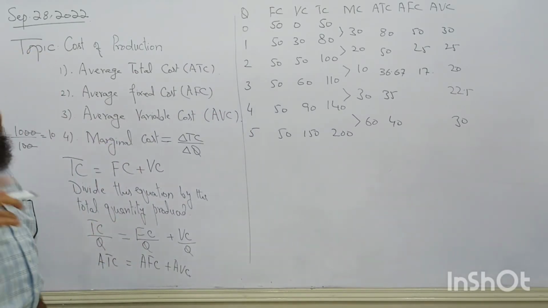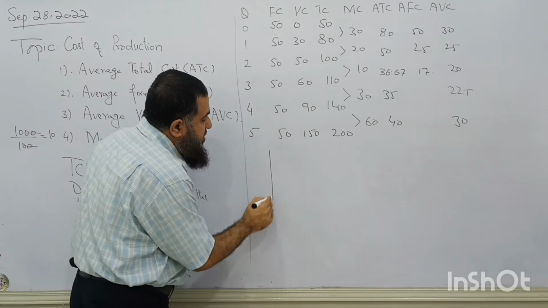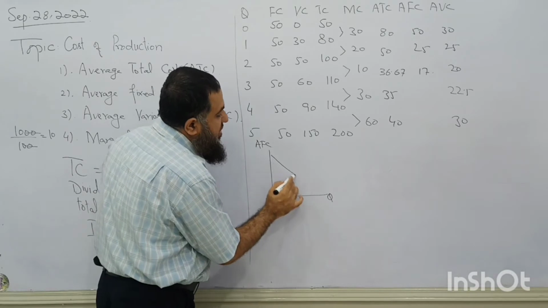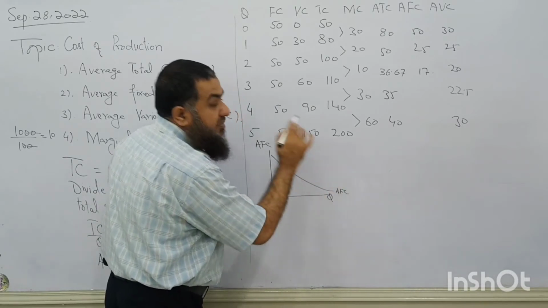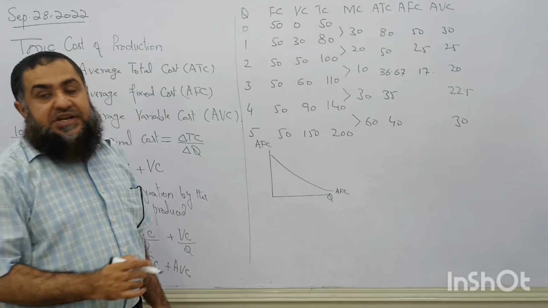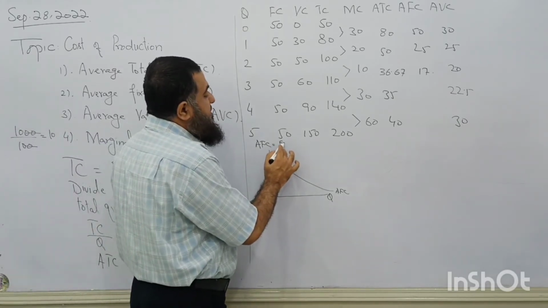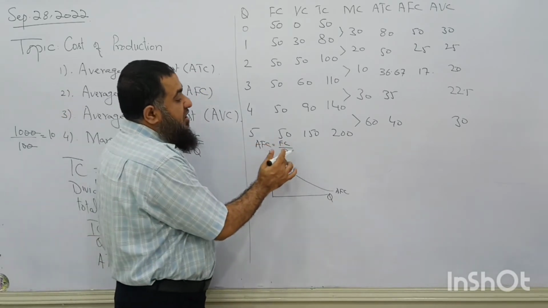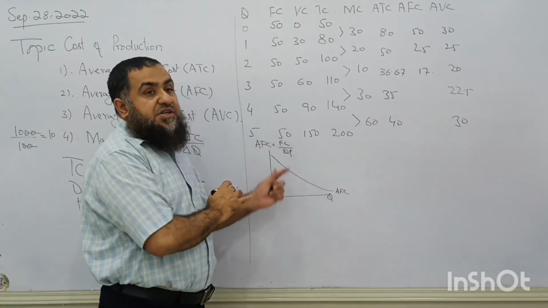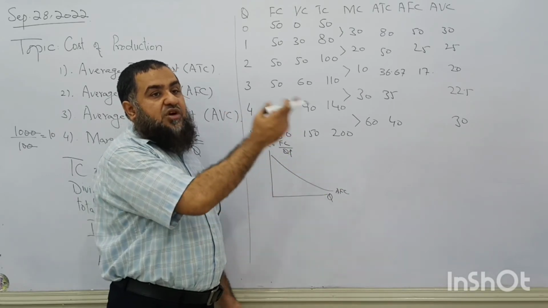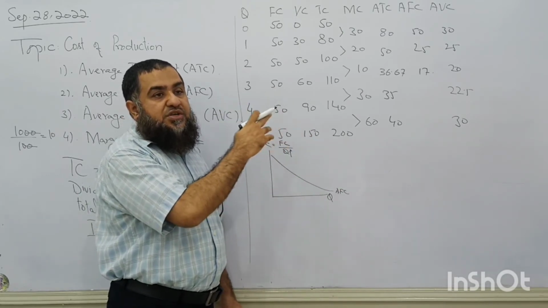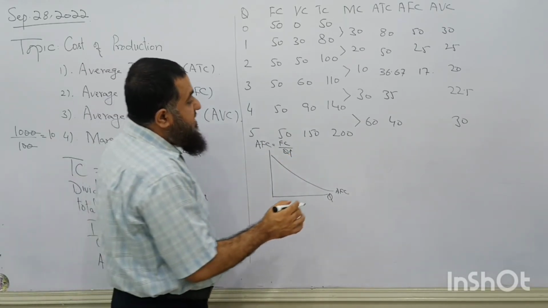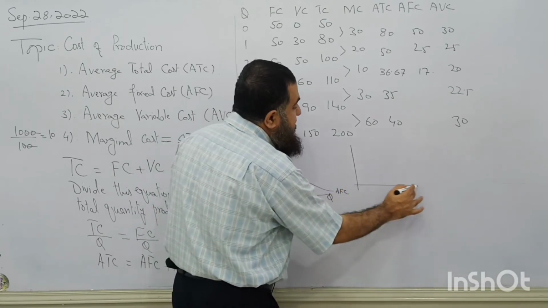Average values. What will be the shape of average fixed cost? Do you know? Average fixed cost is continuously decreasing. Because we said average fixed cost is fixed cost divided by output. Please get attentive. Numerator is not changing, denominator is continuously increasing, so the overall value of average fixed cost is going to decrease every time. Follow?